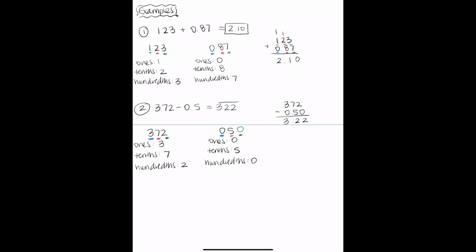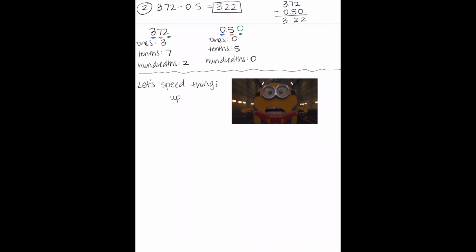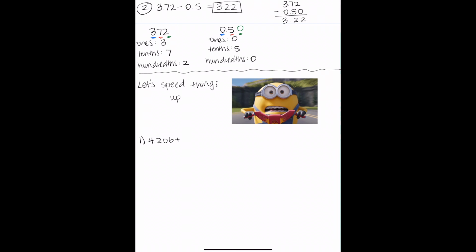All right, you guys, now that we've gone through 2 at a very slow pace, we're going to speed things up. But if you're still confused, feel free to re-watch those first examples and then skip to this portion, because we're just going to assume that we're really comfortable with those first 2 steps in the next few examples that we do. All right, so for the speed round, for number 1, we have 4.206 plus 10.85.